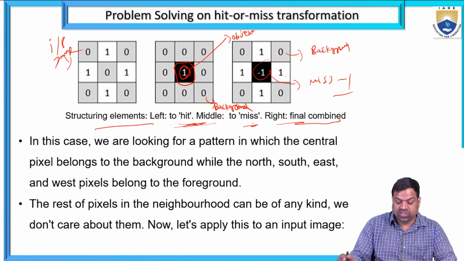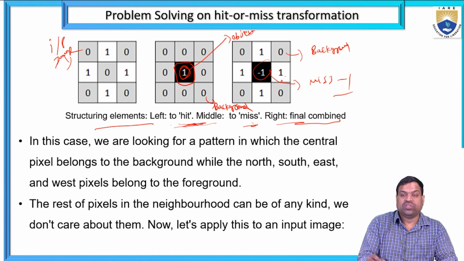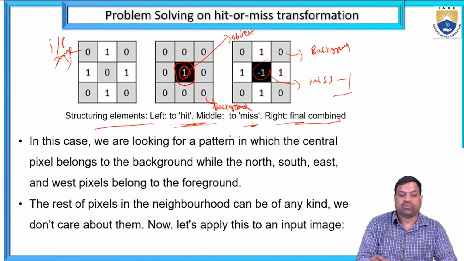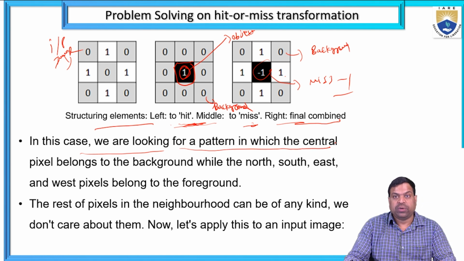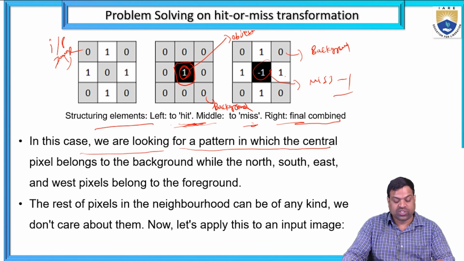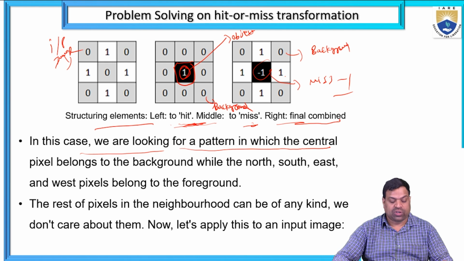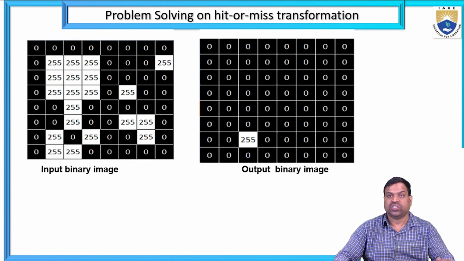Now let's apply this to the input image. On top of this image, apply the hit or miss transform. In this case, we are looking for a pattern in which the center pixel belongs to the background, while the north, south, east and west pixels belong to the foreground. The rest of the pixels in the neighborhood can be of any kind. We don't care about them. And let's apply this to the input image.